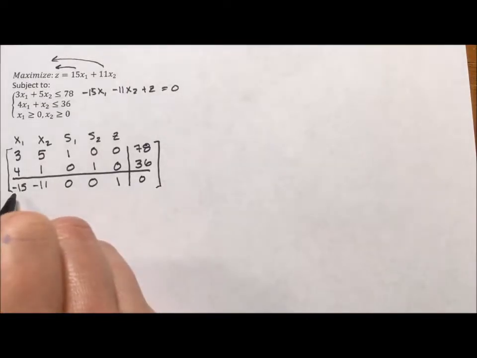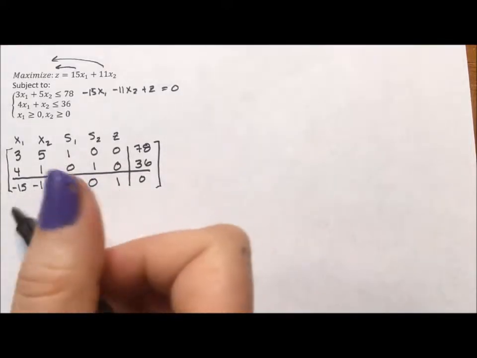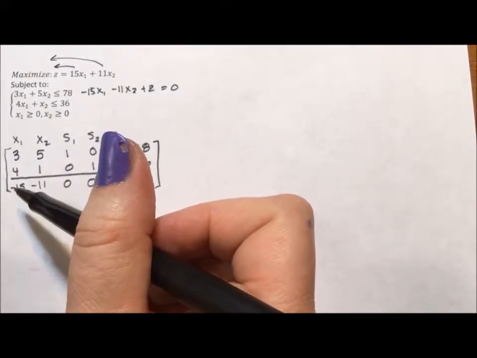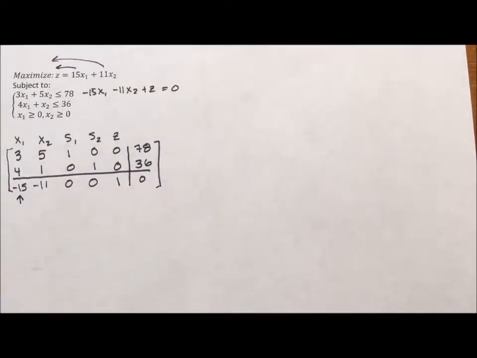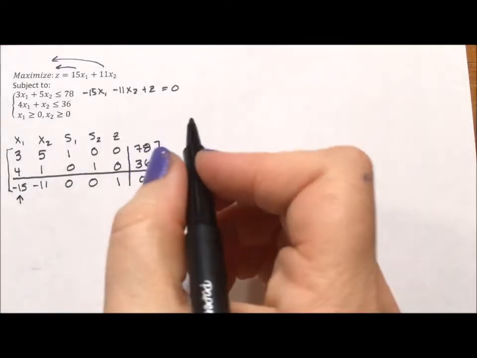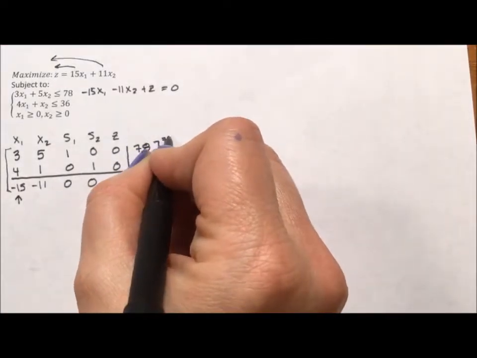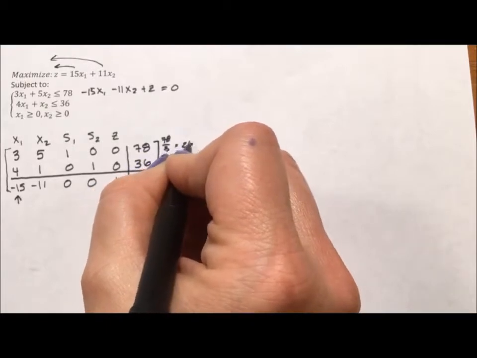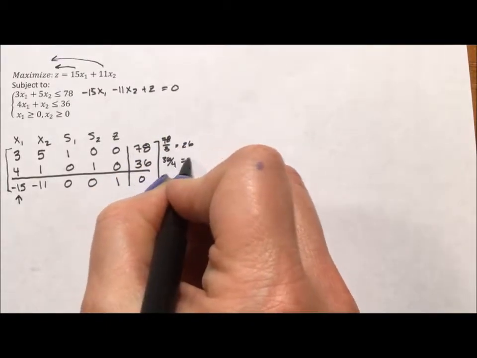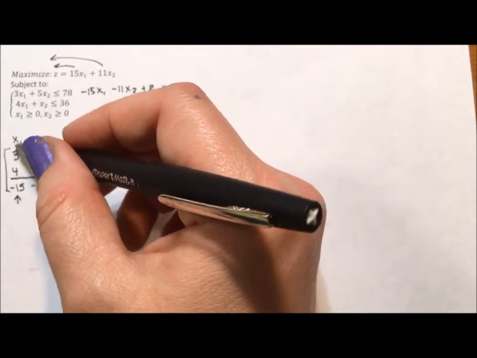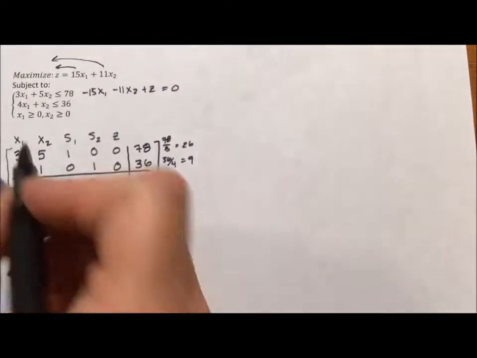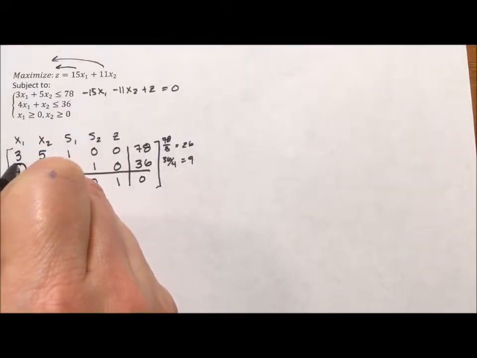Okay, so here's the process. We start by looking below the line, and if there are any negatives, we have another step to do. So we do have a negative, and we look for the largest negative, so negative 15. Okay, so this column becomes my pivot column. I'm going to find the ratios. I'm going to take 78 divided by 3, which is 26. I'm going to take 36 divided by 4, which is 9. Okay, so my ratio is the ratio of my answer column divided by the coefficients in my pivot column. We look for the smallest number, which is a 9, and this 4 becomes my pivot element.